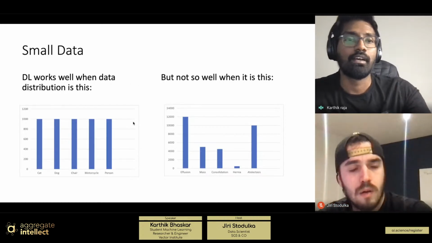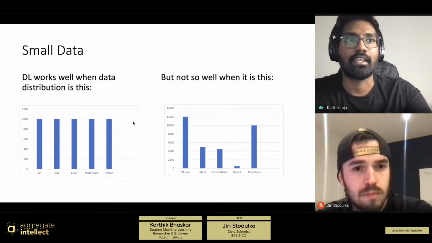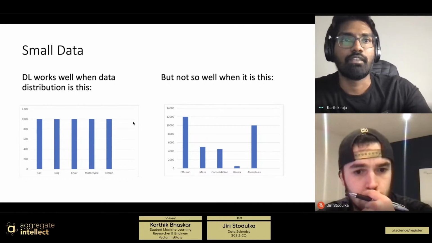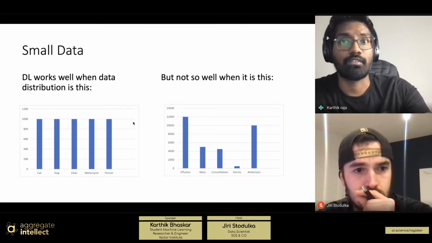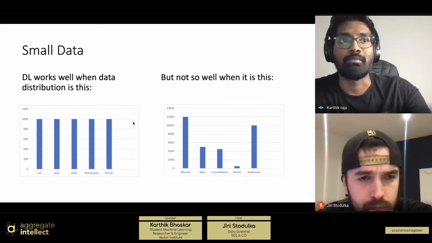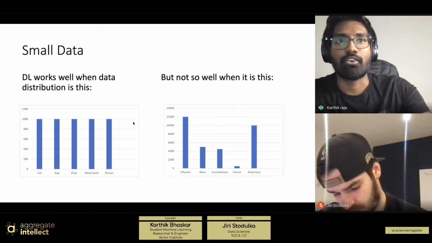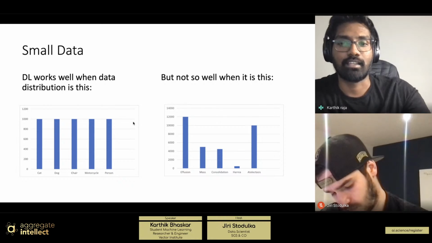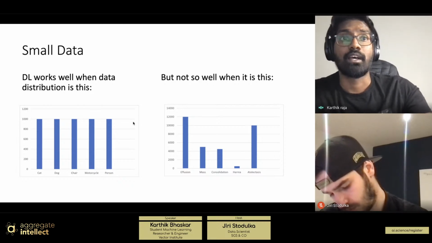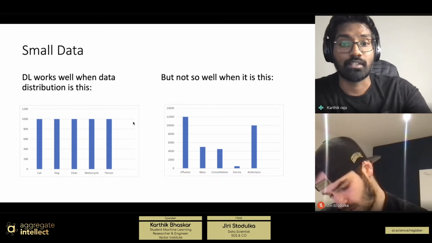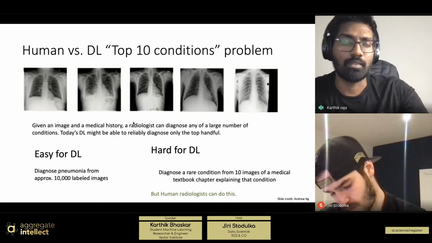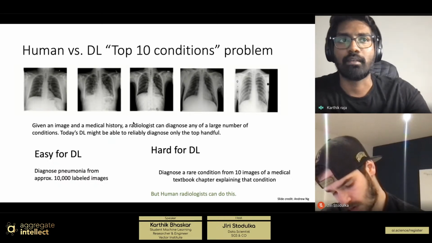Let's talk about small data. Deep learning works well when the data has an equal distribution among classes. For example, on the left side, we have an imaginary data set with thousands of classes, and each class has thousands of examples. But deep learning does not work well when we have an unbalanced data set with class imbalance. For example, on the right side, hernia has maybe fewer than 500 images, and effusion has 12,000 images. So obviously, deep learning algorithms work well on effusion and not on hernia, but that's not what we want.